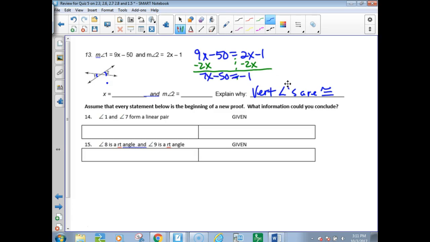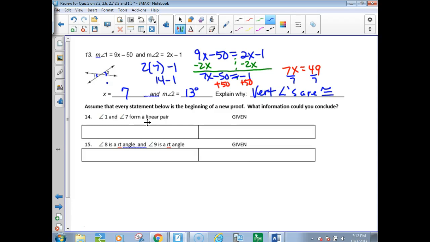Careful. And then I'll add 50. And that gives me 7 times x is 49. And then I divide by 7, and finally I have my answer for x. It's 7. Okay, then next I plug in and find the measure of angle 2. It's 2 times 7 minus 1. And that's only 13 degrees. Not very big.